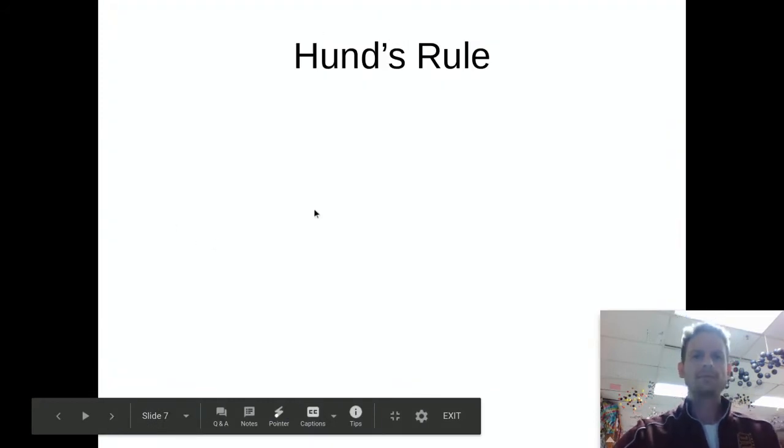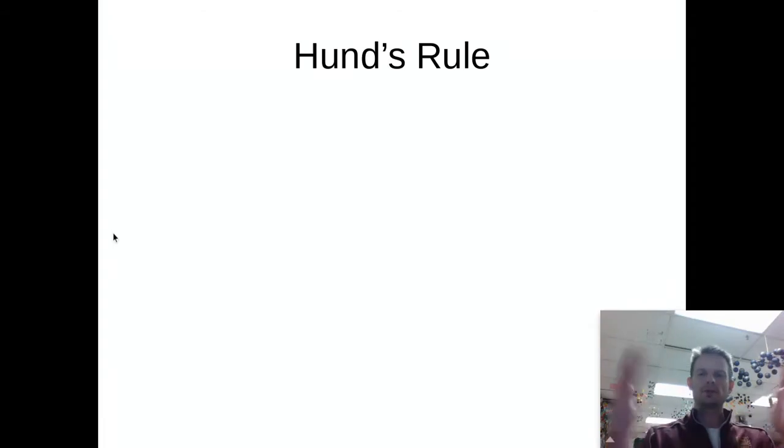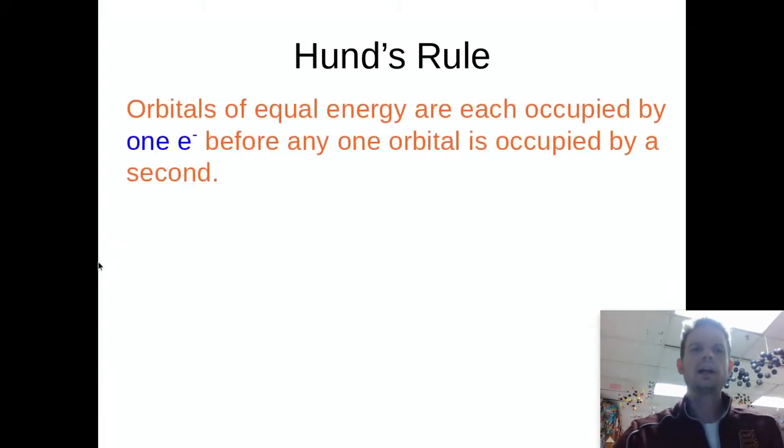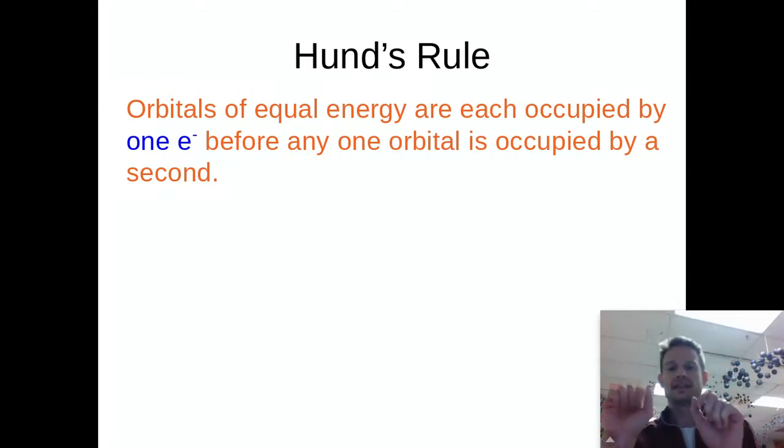Okay. So the second rule, so we had Aufbau's rule, build up. Hund's Rule, right? Hund's Rule says orbitals of equal energy are each occupied by one electron before any one orbital is occupied by another, right? So once we know our energy level, once we know our sublevel, then we need to look at our orbitals, right? Our orbitals were the third number that Schrodinger gave us. So S's have 1, P's have 3, D's have 5, and F's have 7.